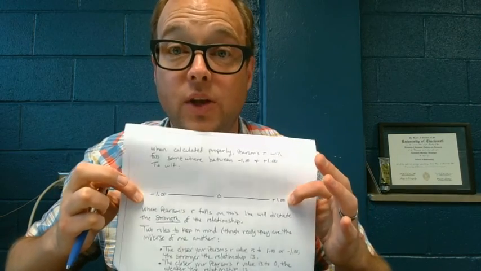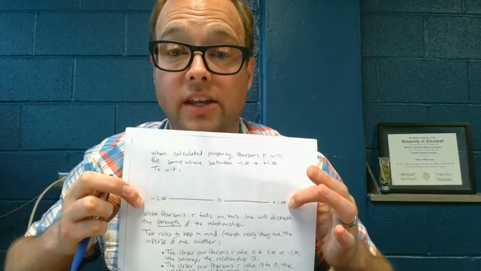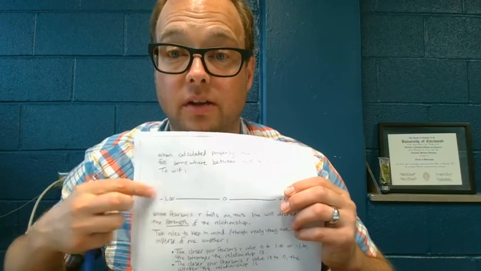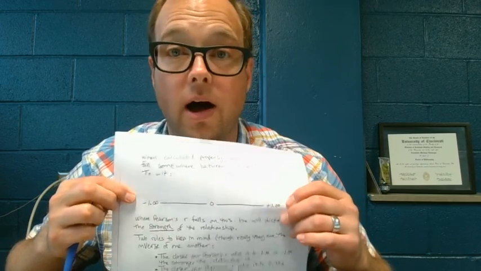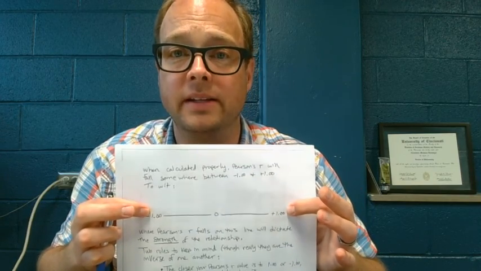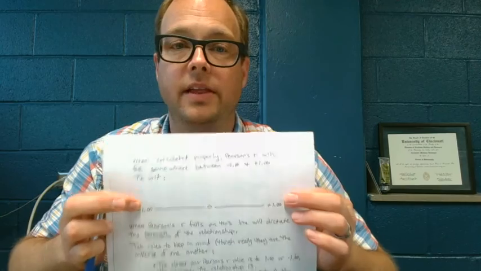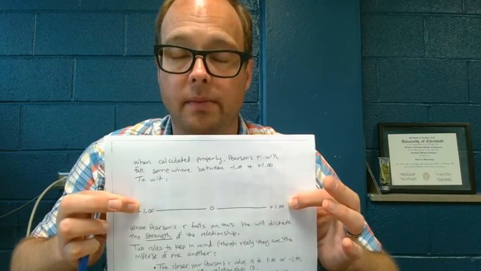In other words, if you conduct analyses for Pearson's R and you got a value that's somewhere below negative 1 or somewhere above positive 1, something went wrong. So know up front that these are the limits of Pearson's R.